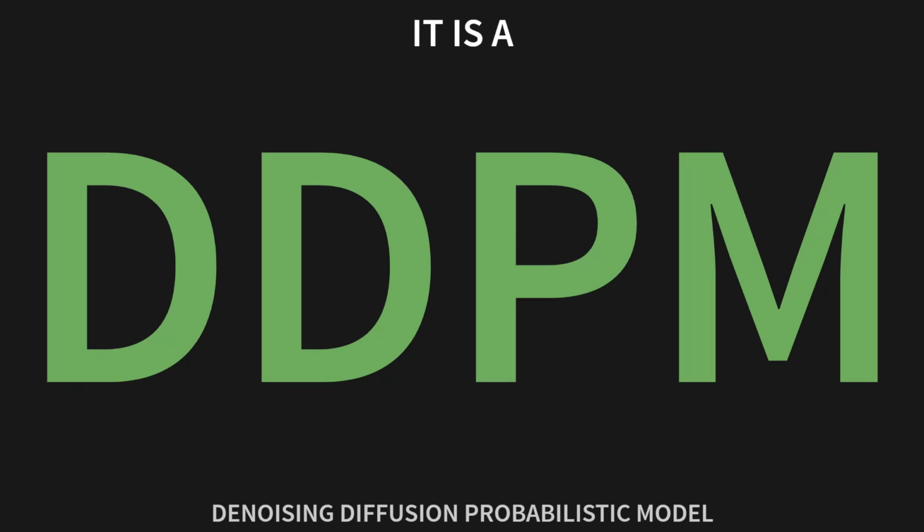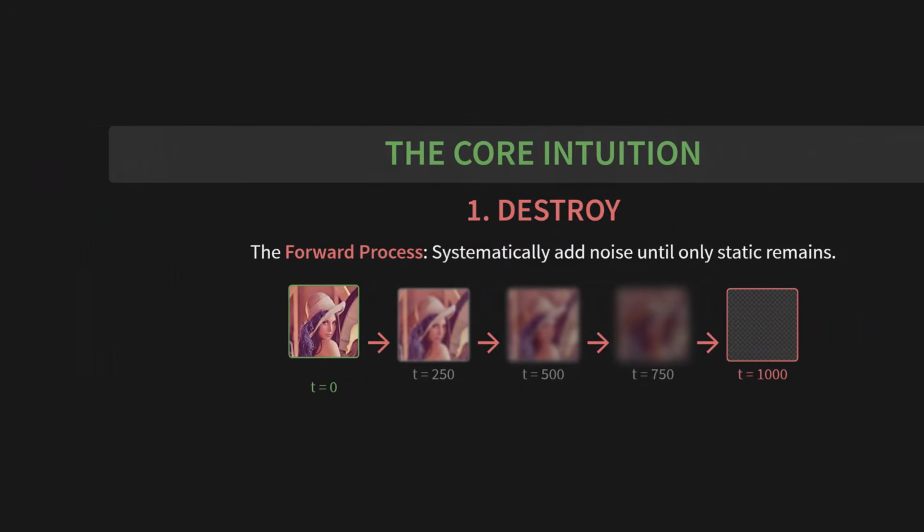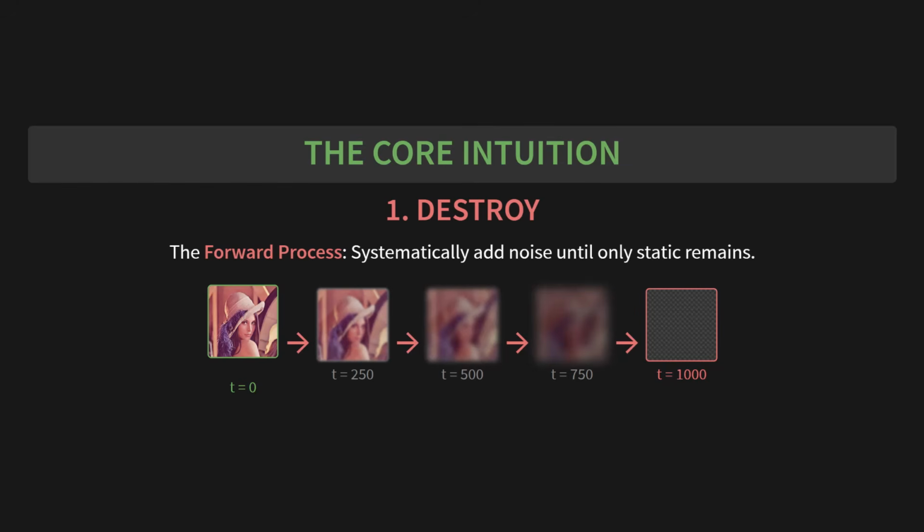And the core idea behind it is surprisingly simple. It happens in 3 steps. Step 1. We destroy. This is called the forward process. We take a perfectly clean image and we systematically add noise, step by step, until only static remains. You can see it on the screen here, going from time step t equals 0 to 250 to 500, all the way up to t equals 1000, where it's pure noise.